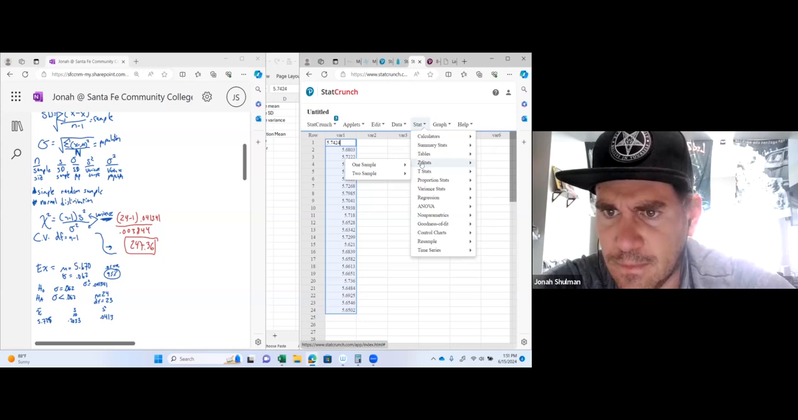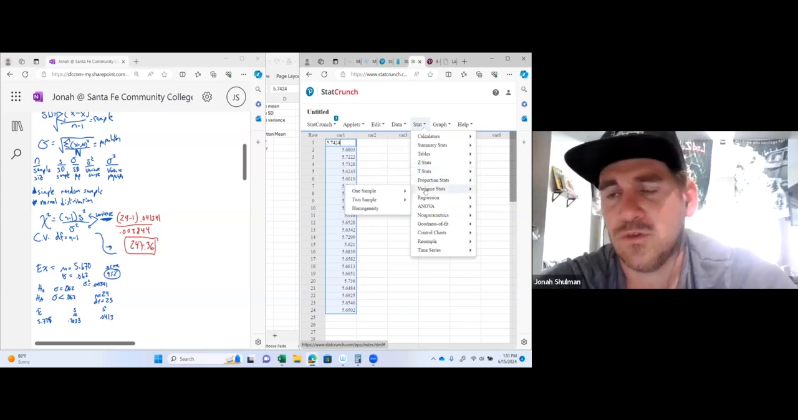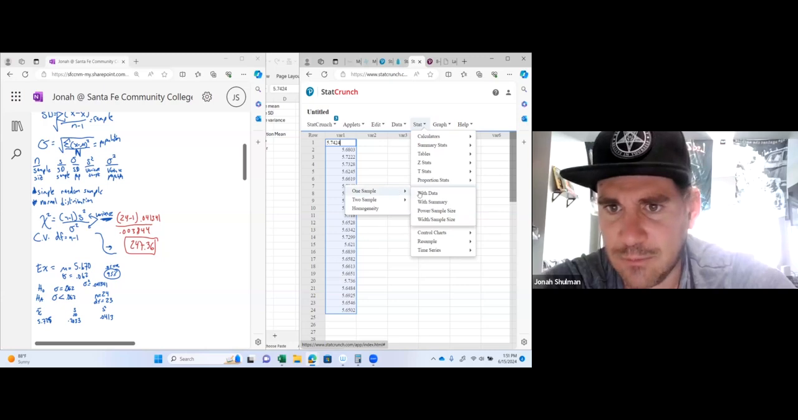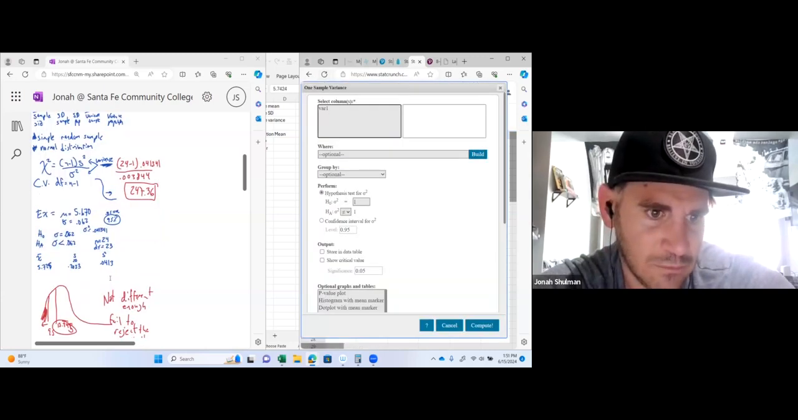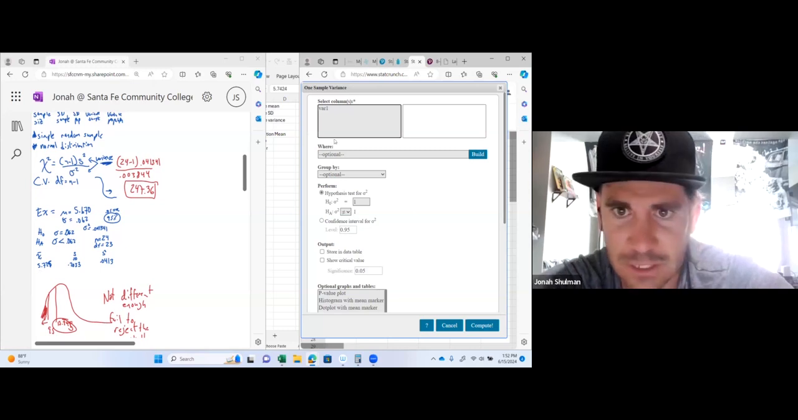Stats, C stats, T stats, report variance stats. There we go. So there's the variance stats. I'm going to go to one sample with data, which is what we have. We can use this since we have the summary stats. We can do this either way.